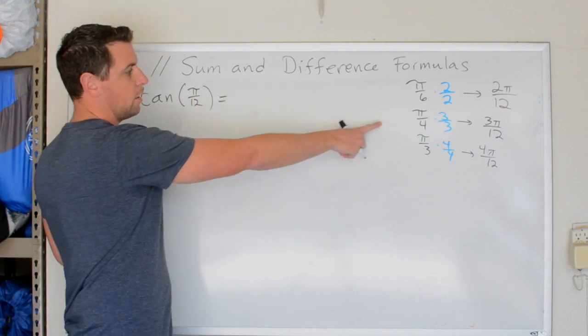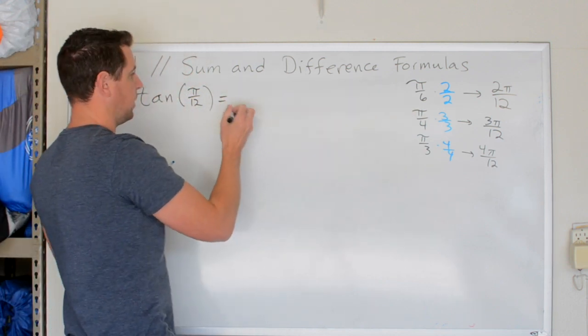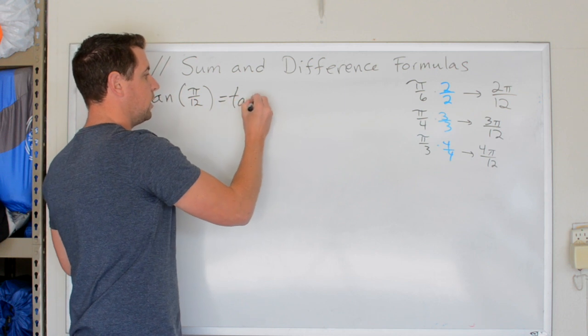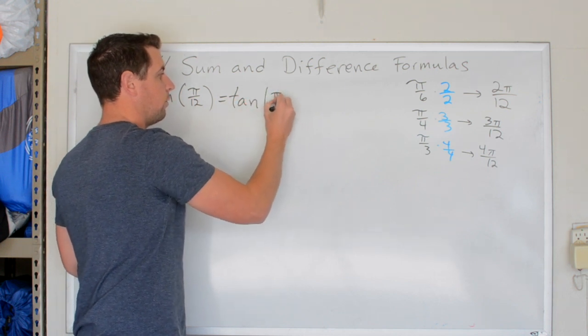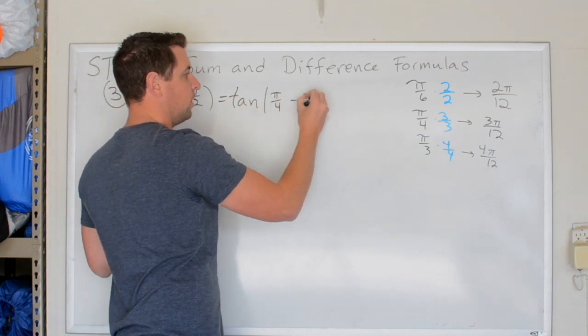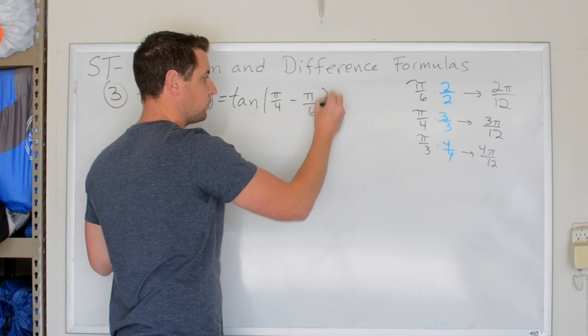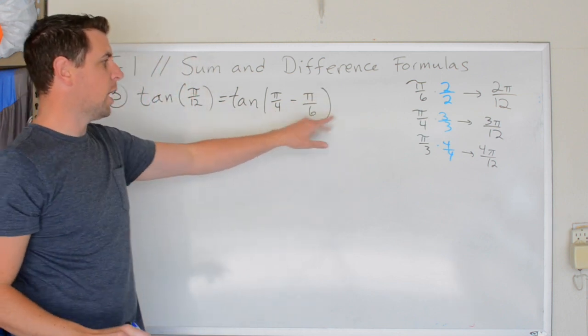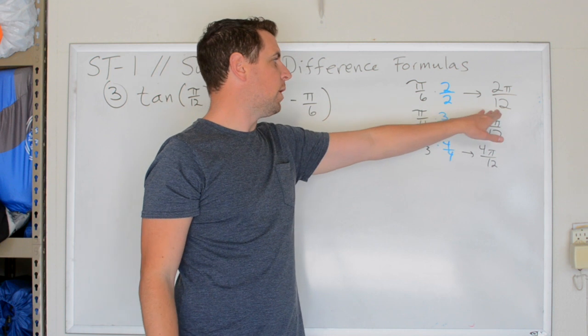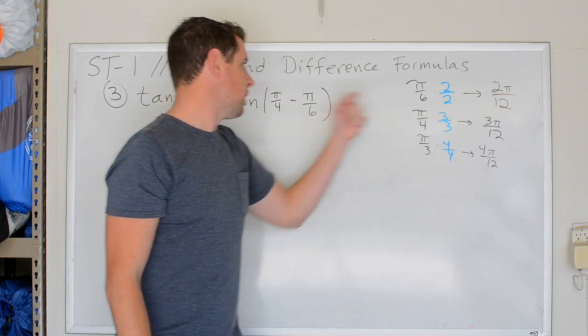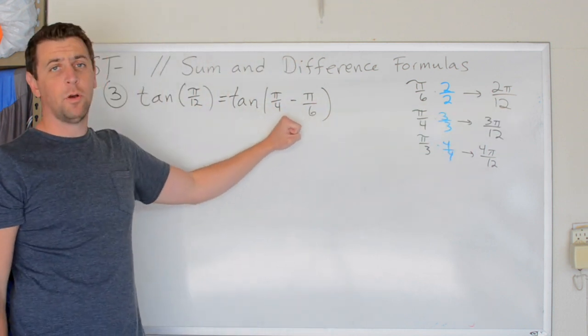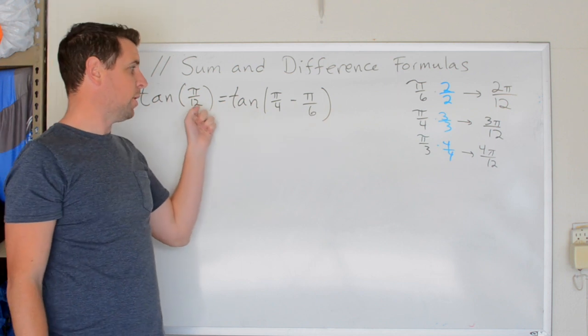So when I do that, I'm going to choose pi over 4 minus pi over 6, and so I get tangent of pi over 4 minus pi over 6. Noticing pi over 4 was 3 pi over 12, and pi over 6 was 2 pi over 12. So when I do 3 pi over 12 minus 2 pi over 12, I get 1 pi over 12.